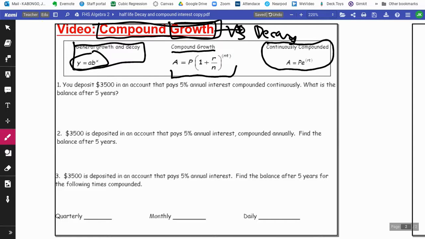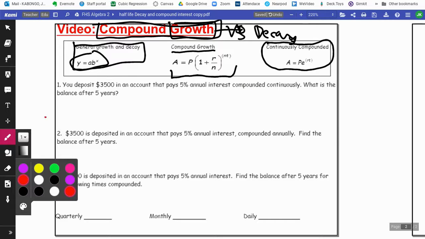So when you read the problem, this is what I'm going to have to help y'all with. Number one, when you read, you have to identify whether they're talking about compound growth, just compounded, or continuously compounded. Well, my friend, it says you deposit 3,500 in an account that pays 5% annually, interest compounded continuously. Right here. That tells us to use this formula. So let me write this formula.